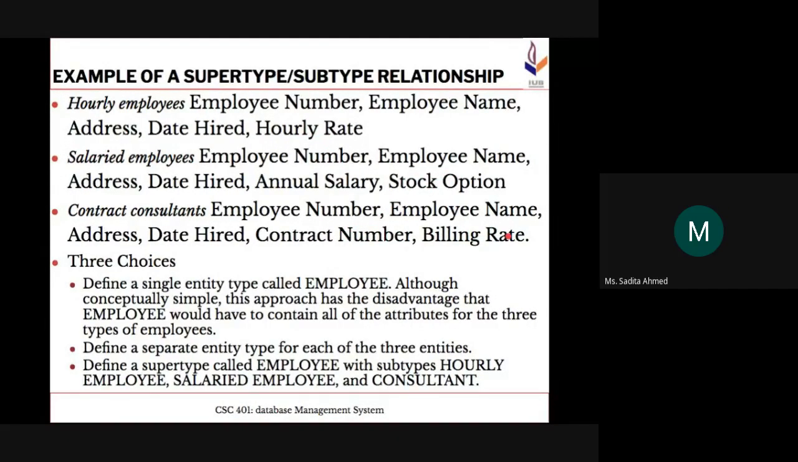So what you're telling me is that some employees will have values for some of the unique attributes and null for the others, and so on for some of the other employees as well. That is, যারা hourly employee তাদের জন্য hourly rate attribute একটা ভ্যালু থাকবে, but annual salary, stock option, contract number, billing rate এই ভ্যালুগুলো null থাকবে, তাই তো? Yes, exactly. So yes, you guys are on point.